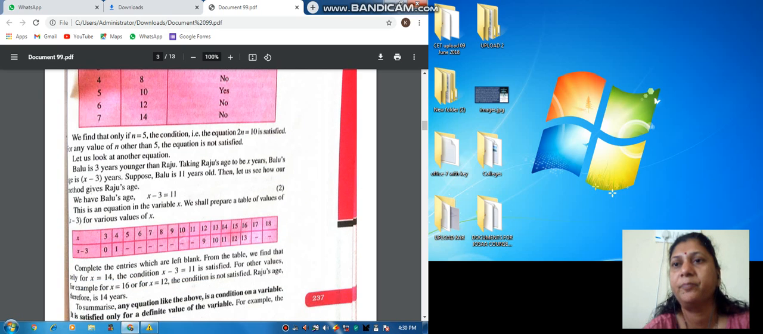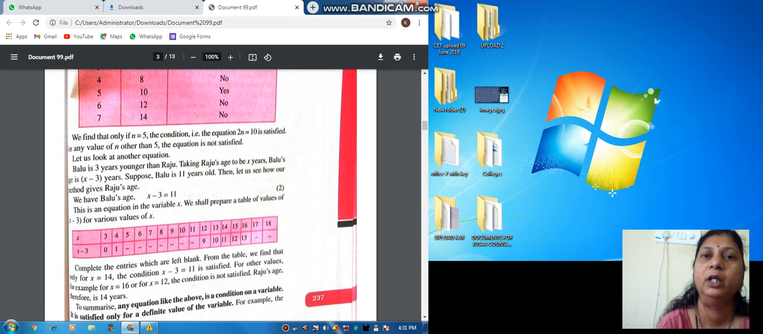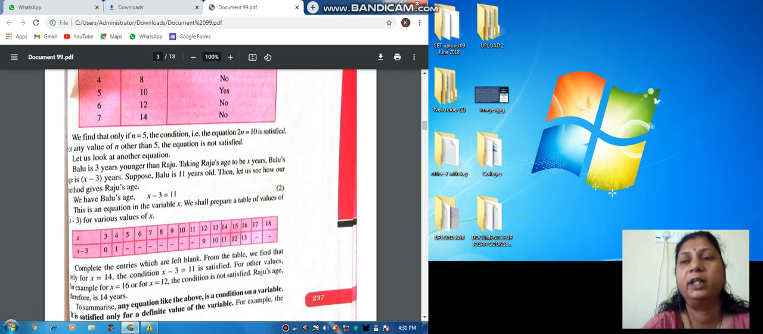Okay, this is an equation in the variable x. We shall prepare the table of values of x minus 3 for various values of x. So these are the various values. It is not confirmed which value satisfies the equation. So we have to put each and every value in it and see whether it satisfies our equation or not. Because this is our equation, x minus 3 is equal to 11. So if we take such a value, we get the equation satisfied. When is the equation satisfied? When LHS and RHS are equal.